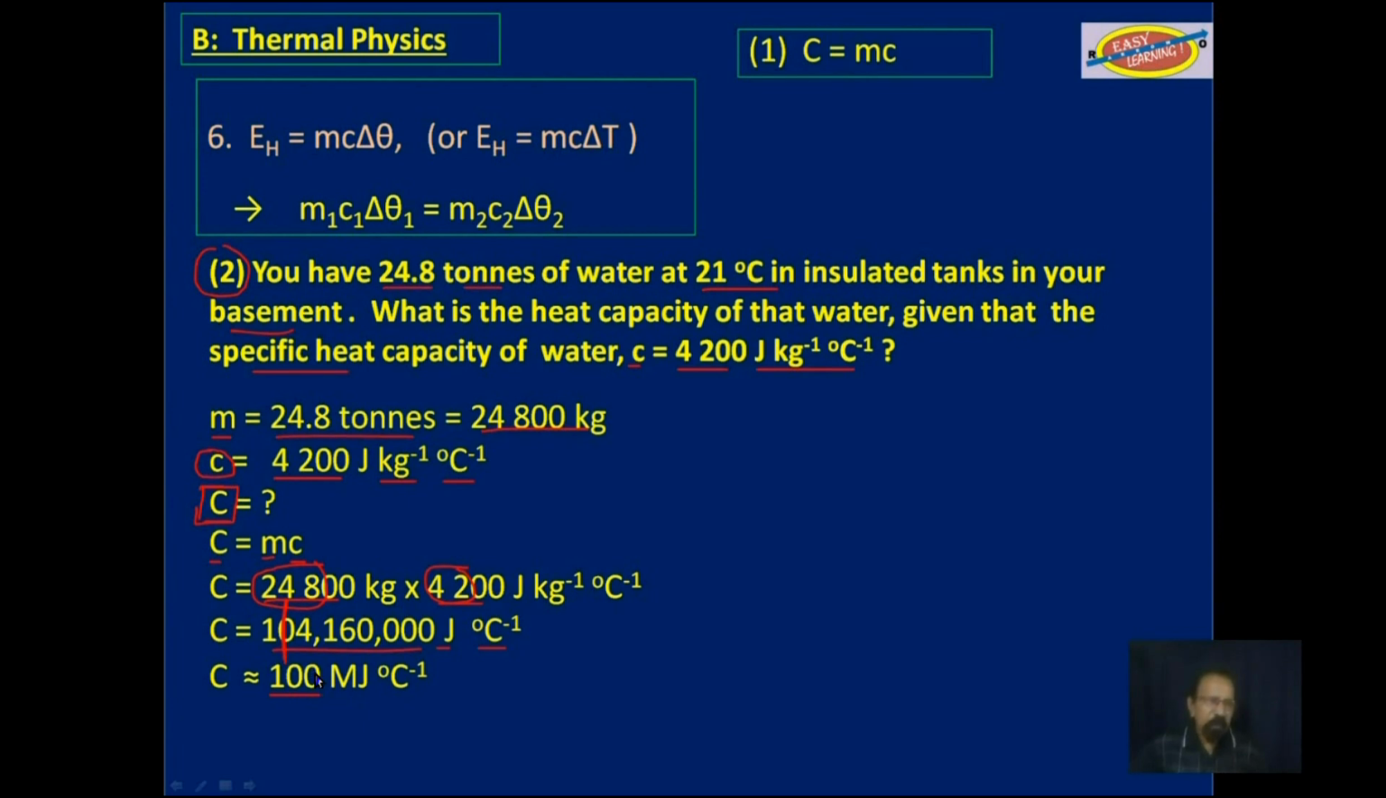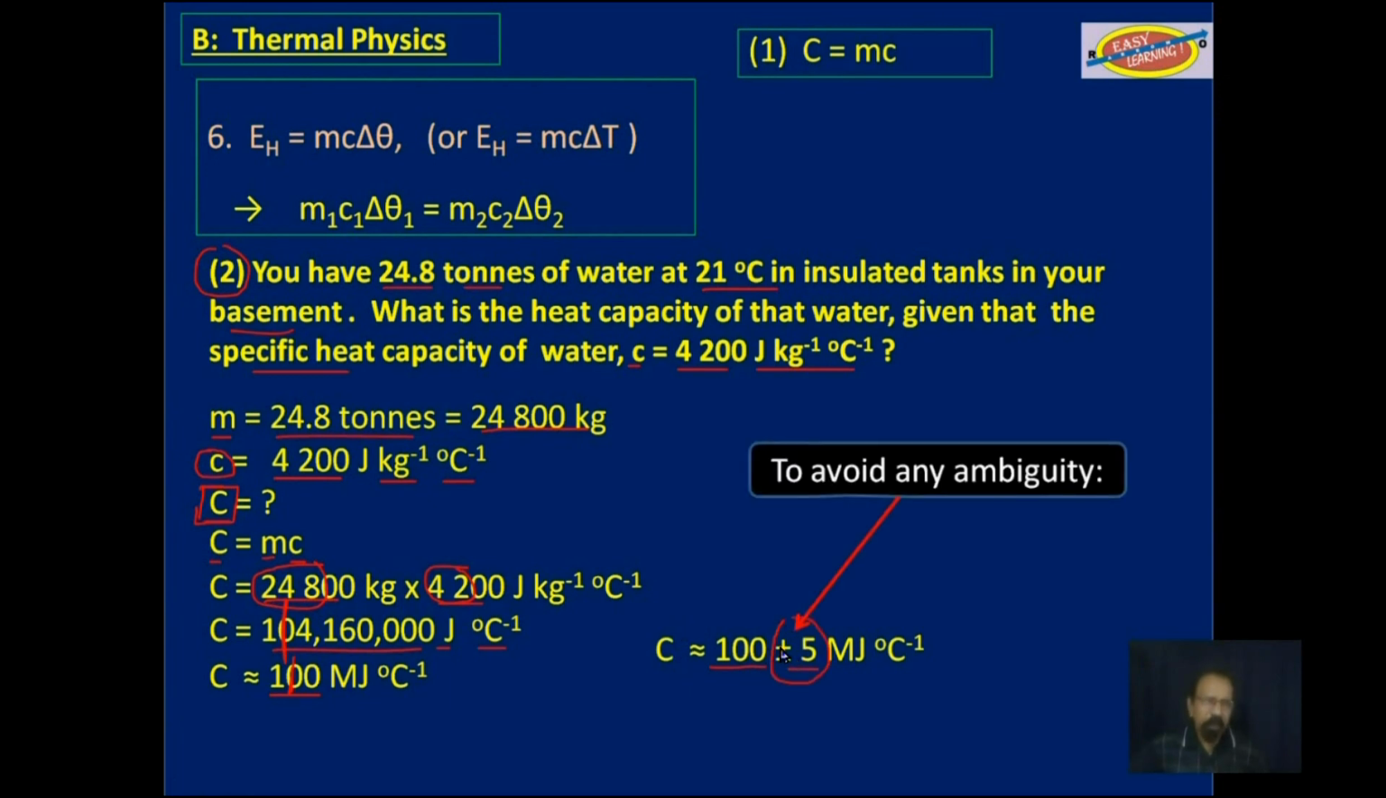our uncertainty. And since we are rounding off here, then we will take half of that position, which is the tens position, and we will get 5. So our answer is 100 plus or minus 5 megajoules per degree Celsius. And this part here is to avoid any ambiguity. This here is also correct, but this is the format, this plus or minus format, that CXC requires.